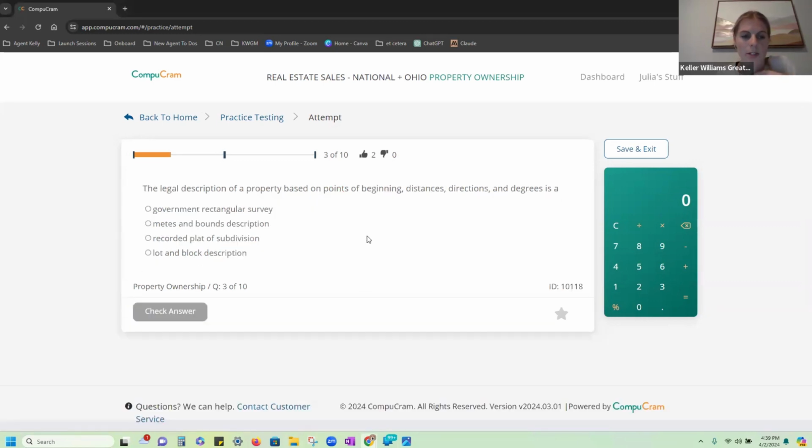Okay, next question. The legal description of a property based on points of beginning, distances, directions, and degrees is A. Government rectangular survey. B. Metes and bounds description. C. Recorded plat of subdivision. Or D. Lot and block description.